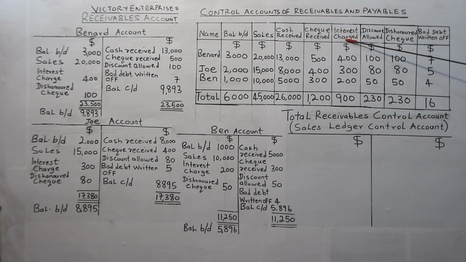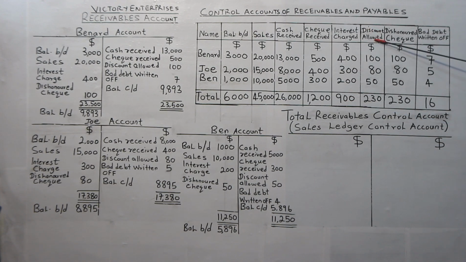Then interest charge on receivables, we have 400 for Bennett, 300 for Joe, and 200 for Ben. That gives us a total of 900, representing all interest charged to all the receivables.